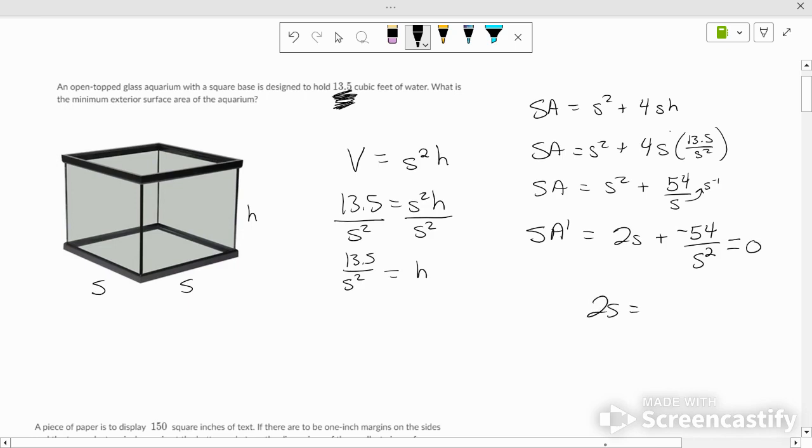So 2S equals negative 54 over S squared, or positive 54 if we move it to the other side, multiplied by S squared. So 2S cubed equals 54, divided by 2. S cubed equals 27, so S must equal, what's the cube root of 27? 3. So if you make your sides each 3, 3 times 3 is 9. 9 times what is 13 and a half?